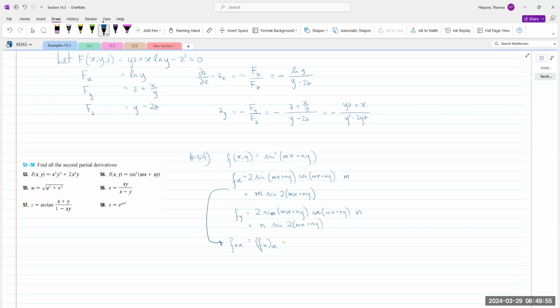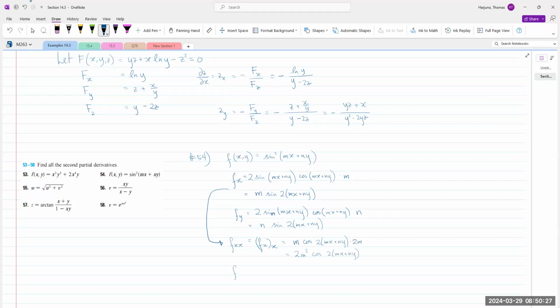That will be the derivative of sine is cosine, so n times cosine of 2mx plus ny times the derivative of this with respect to x. That is simply 2m. In other words, that is 2m squared cosine of 2 times mx plus ny.